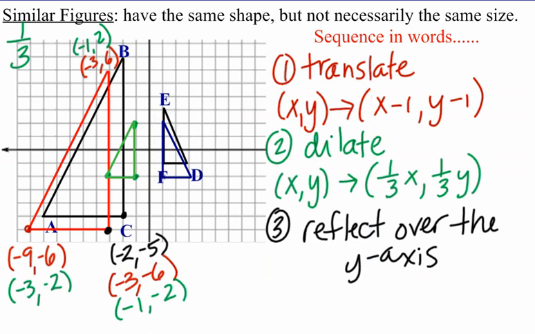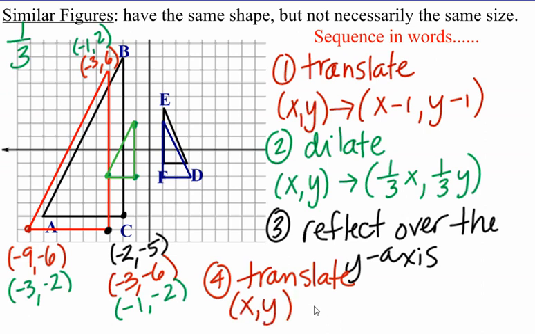And we're still not there yet. So we're going to have to translate one more time so that our triangle that we've been moving around and manipulating through transformations ends up right on top of EFD. So we're going to take our original point, which is xy, and we're going to change it. What we're going to do is not move anything on the x because we don't want to go left or right, so we're going to leave the x alone. But the y, we need to add 1. We add 1, and then we end up right on top of EFD.